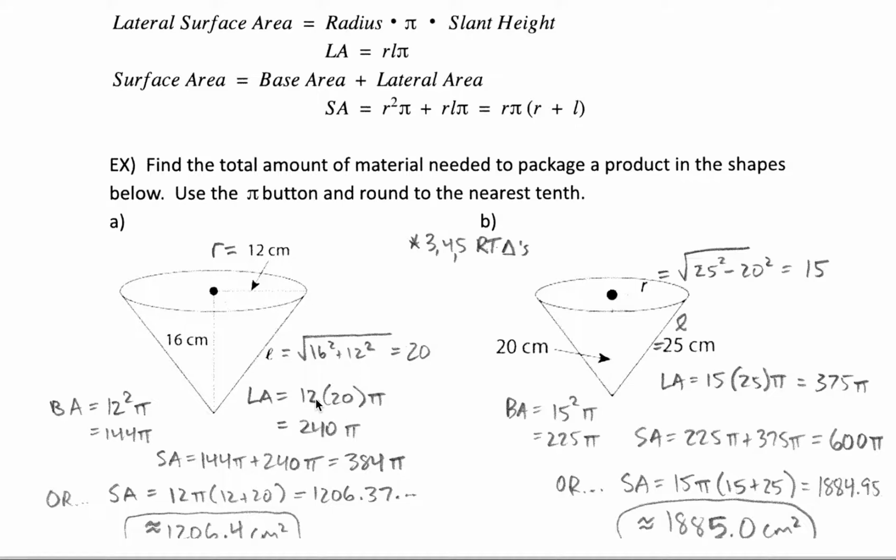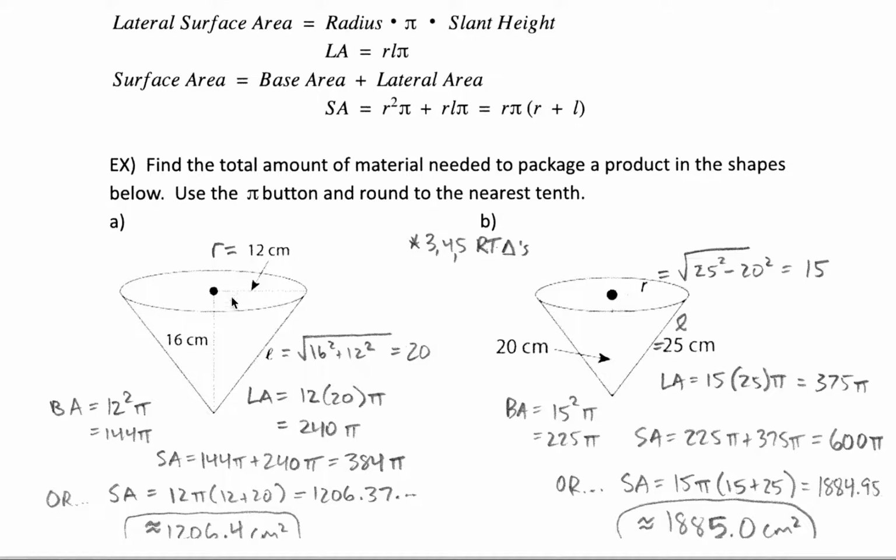The lateral area is going to be that slant height times our radius times pi. So we get 240 pi. And if I was asked to find just the lateral area using a decimal value instead, I could take this value in terms of pi and convert it using either 3.14 or pressing the pi button on our calculator.